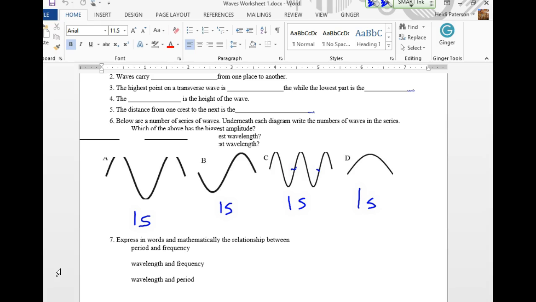Which one has the shortest period? D. Because it has the least amount of waves in the frequency. The cycle. What's the difference? Frequency is how many there is in 1 second. So that's complete waves. How is this different than period?